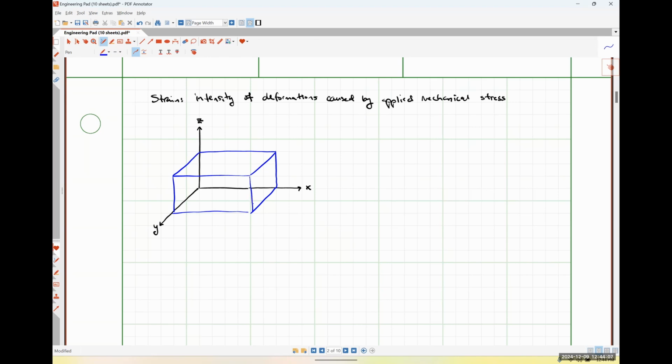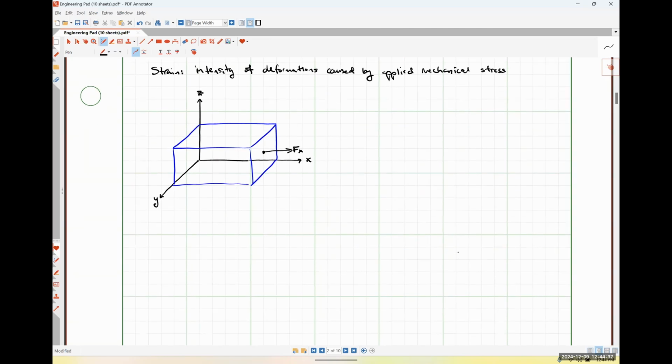Once again, the dimensions are going to be completely the same, so I'm not going to bother drawing those. And let's say, once again, for the sake of argument, that in this case we're applying a normal stress, right? So here's our Fx, okay? What we would expect to see is that our beam will experience some deformation in the X, Y, and Z directions, okay? So let me just write that down.